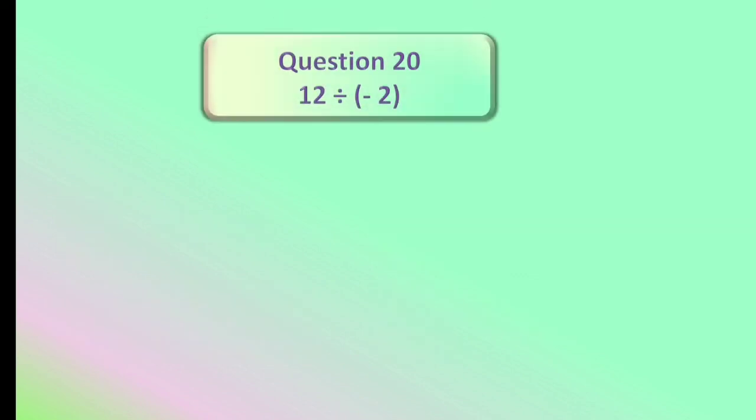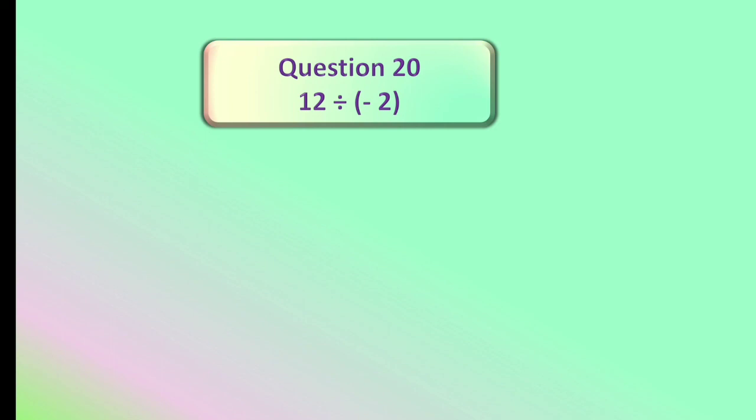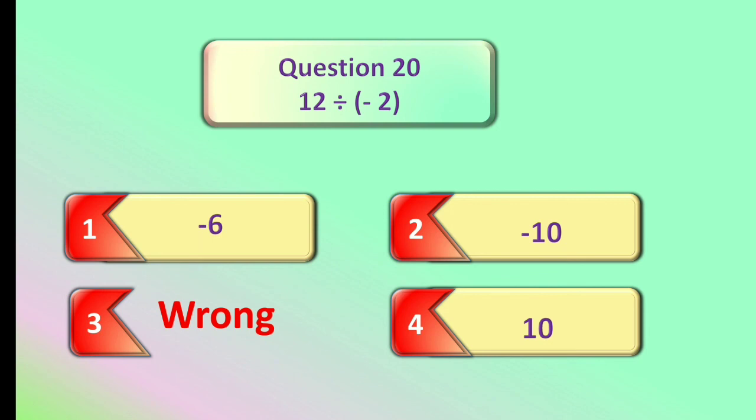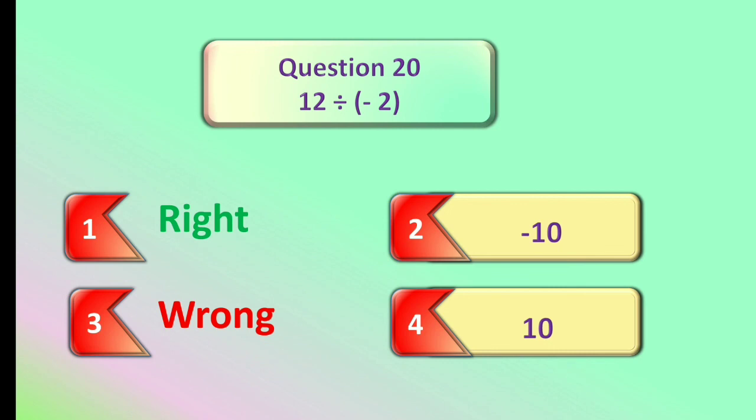Next, question 20. 12 divided by minus 2. Four options are before you. Answer should be negative, as minus sign is only in one time. After dividing, 6 will come out, so after putting sign, answer will be minus 6. 6 2s are 12. Minus is only one time, so minus 6 will be the answer. First option is right. Next changeover.